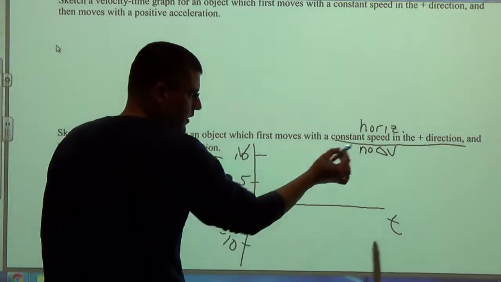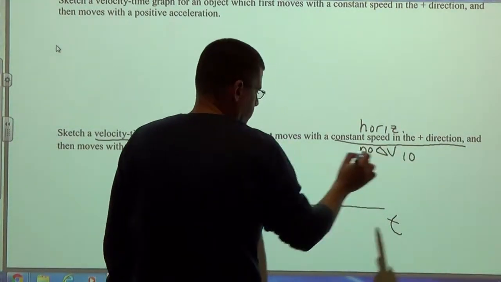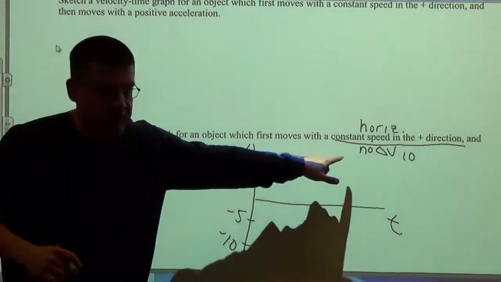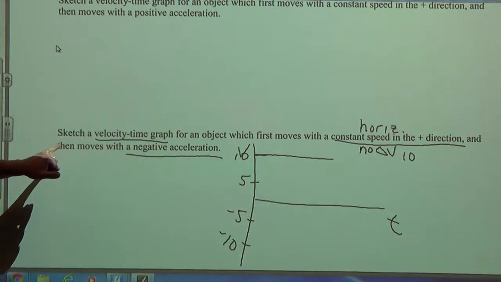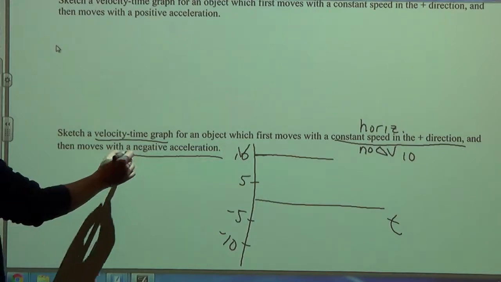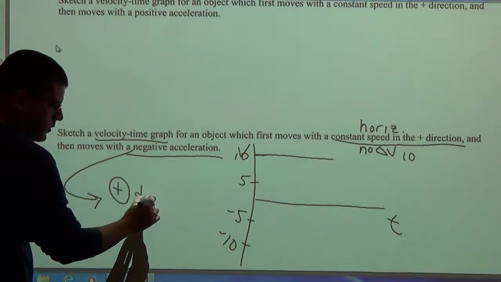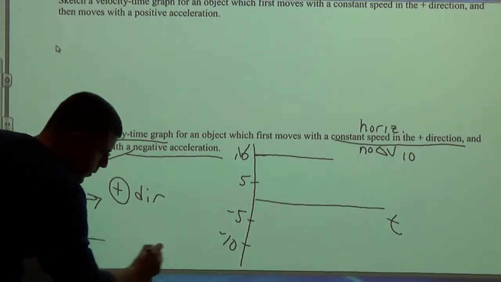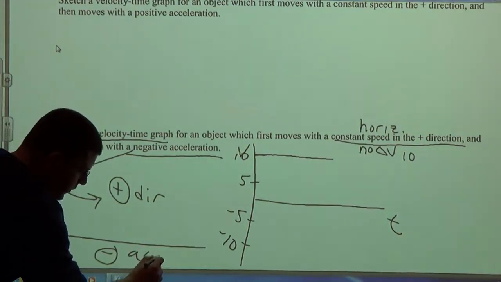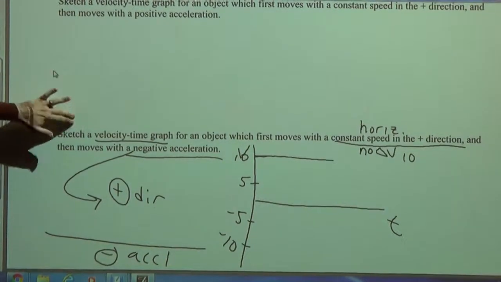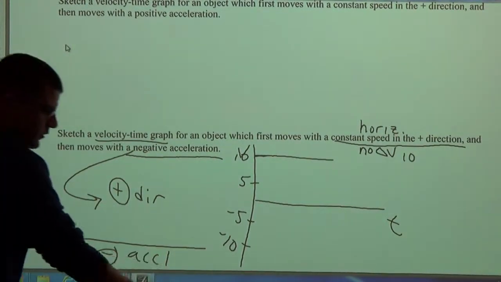So you know what, we'll just start at 10. We'll just call it 10. So we'll start here. Horizontal line as best as I can draw it. And then it moves with a negative acceleration. So we're going to assume, right down here, this makes you think a little bit, but it's easy. Positive direction, but we have negative acceleration. Move this up a bit. Can't move it up. Okay, I hope you can see it.